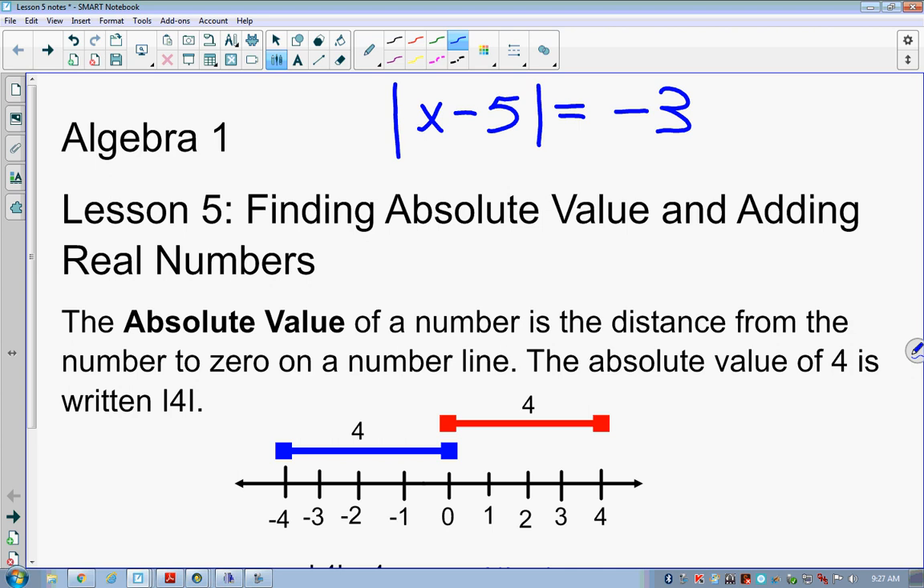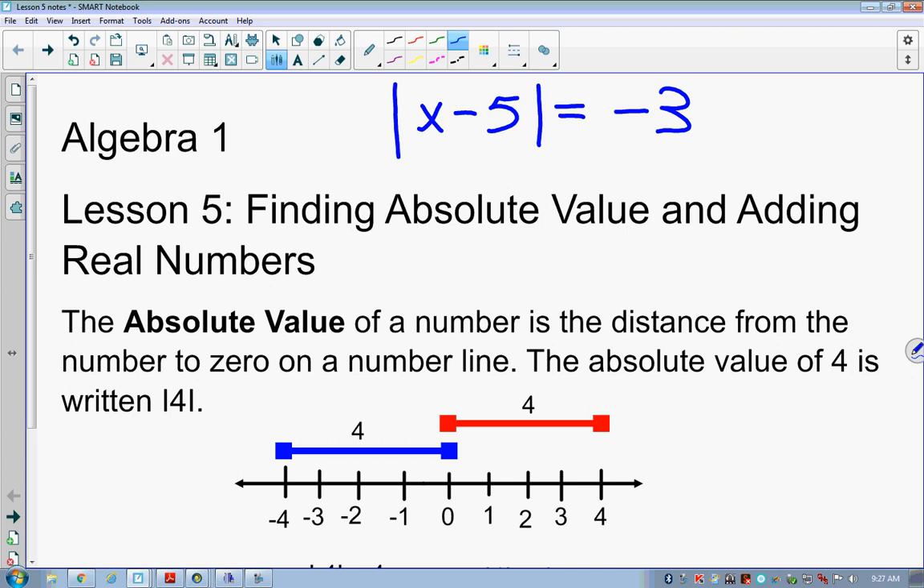Why not, Clayton? Okay, that's fine. Anybody know why that's unsolvable? Well, we have an absolute value sign. What does an absolute value have to equal? It has to equal a positive value, right? So to say that the absolute value of x minus 5 equals -3 is impossible, right? No matter what I do, I can't make that absolute value equal something that's negative.